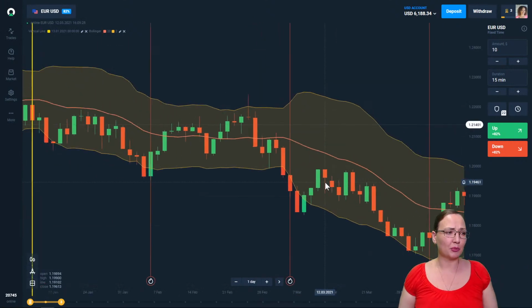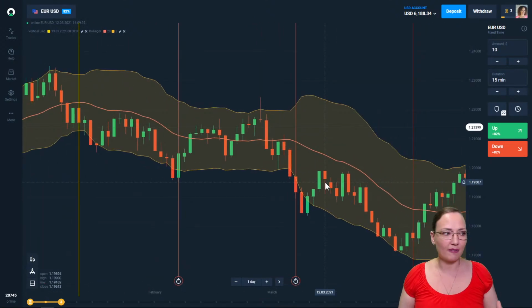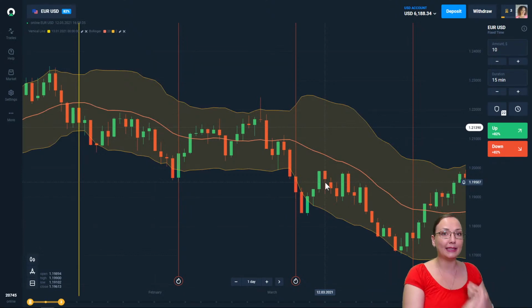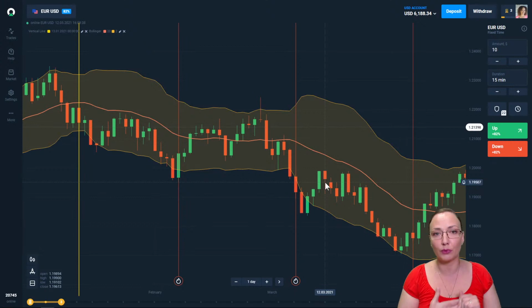So this was just basically an example of a few candlestick patterns. And as you can see, the price did start moving in the direction of the reversal.